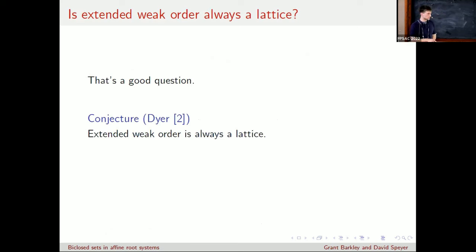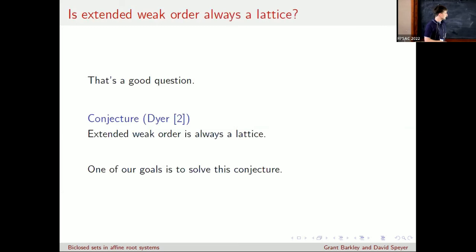And it's been conjectured for, I think, at least 20 years that extended weak order is always a lattice in any dimension. And so one of our goals with this project is to solve this conjecture. I mean, spoiler, we did not solve the conjecture, but we did get some nice special cases.